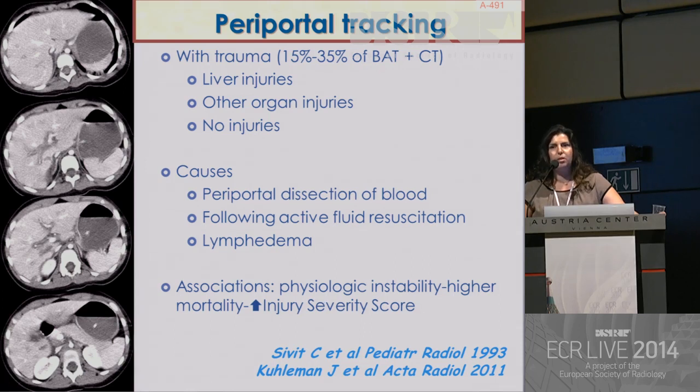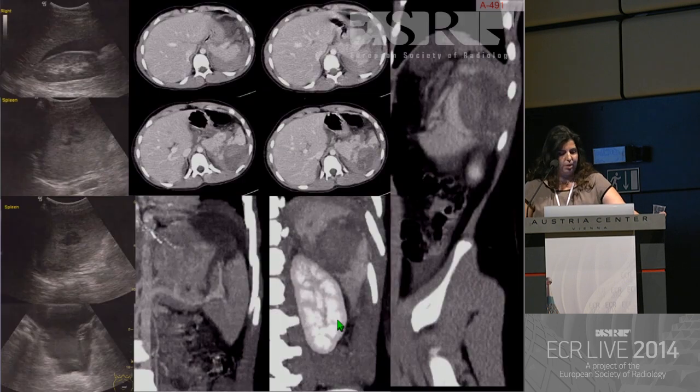Periportal tracking doesn't necessarily mean that you have a liver injury. It is seen as hypodensity surrounding the porta hepatis and its branches. It can be associated with liver injuries, such as in this case with small lacerations, and then it is due to dissection of blood in the area. But it has also been seen following active fluid resuscitation, thought to be lymphedema. But caution should arise among these surgeons because these children tend to be more severely injured.